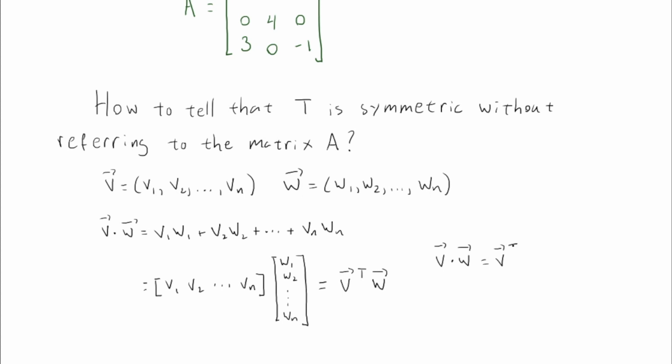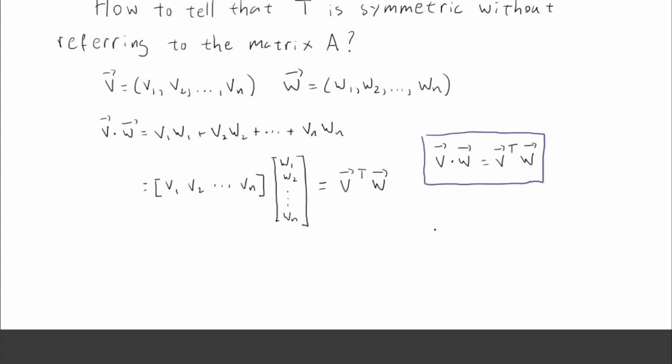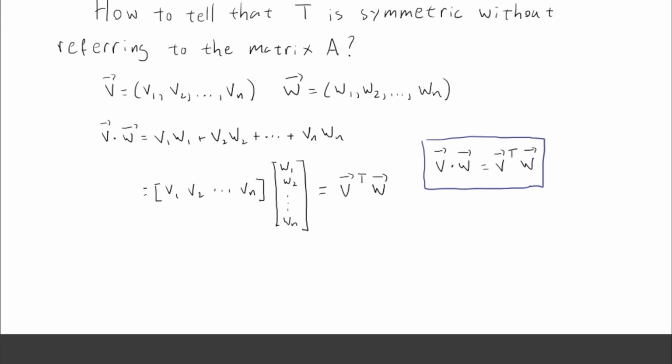Okay. Hopefully this makes sense. On the left hand side, this is a dot product of two vectors, while on the right hand side, this is a matrix multiplication of two matrices. V transpose is a laying down matrix, a row matrix. W is a column matrix. So now, let me get a new page.